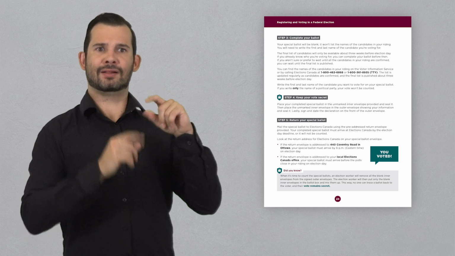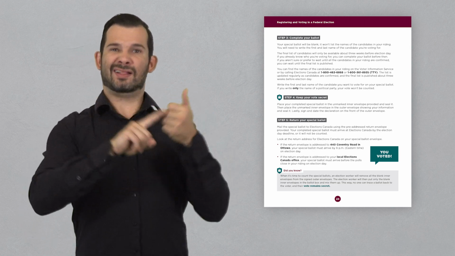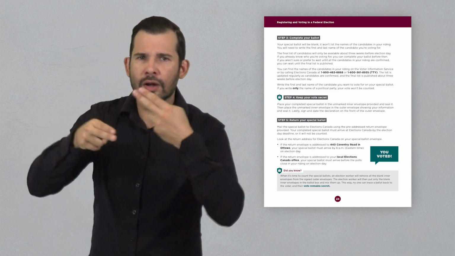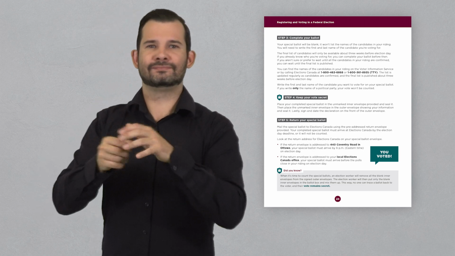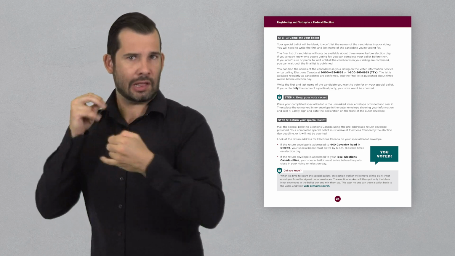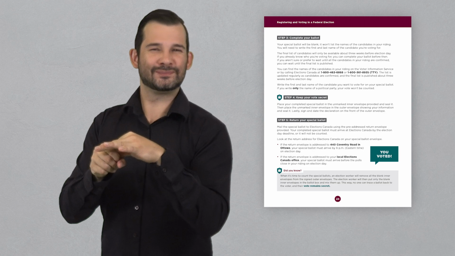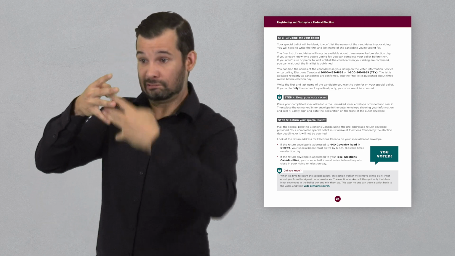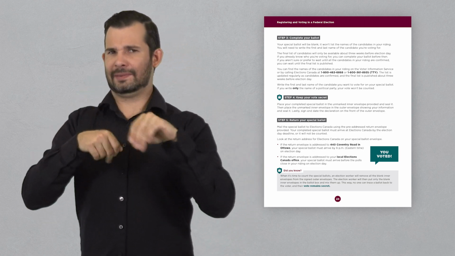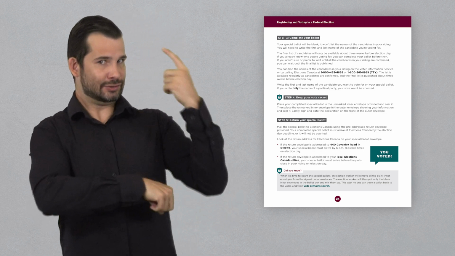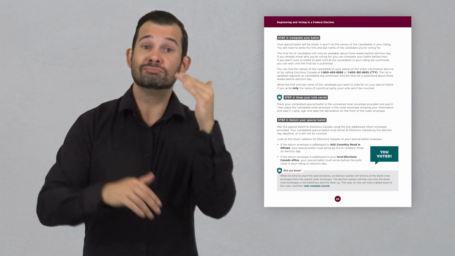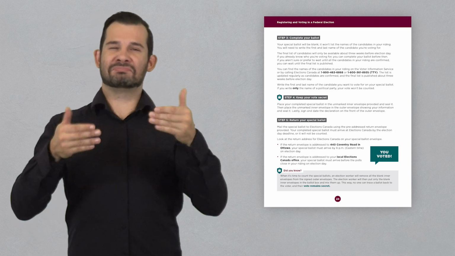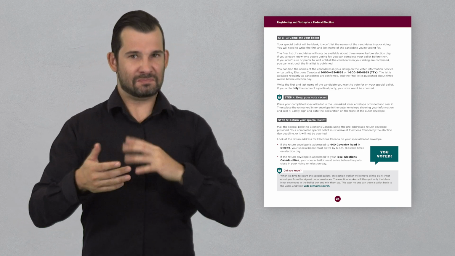Step 3. Complete your ballot. Your special ballot will be blank. It won't list the names of the candidates in your riding. You will need to write the first and last name of the candidate you're voting for. The final list of candidates will only be available about 3 weeks before Election Day. If you already know who you're voting for, you can complete your ballot before then.